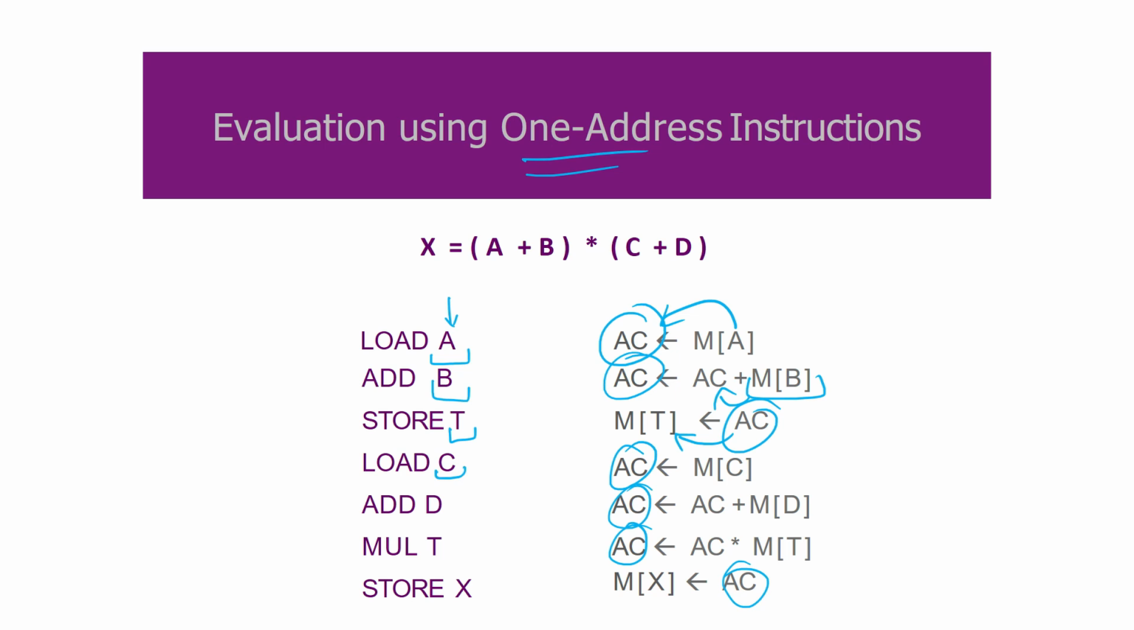Load C, load the value of C into the accumulator. Add D into the accumulator. Multiply T. Now we have to multiply the value at location T with the accumulator and save the final accumulator value at memory location X. So our purpose is solved using one address instruction.